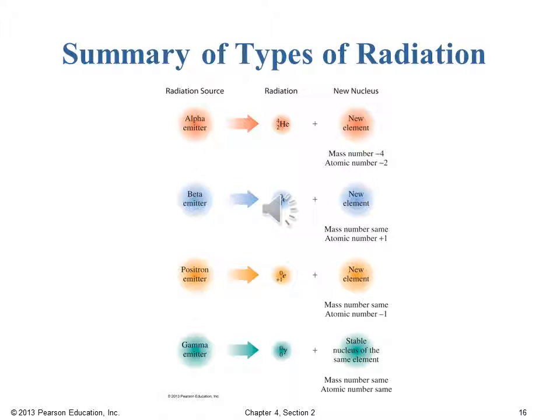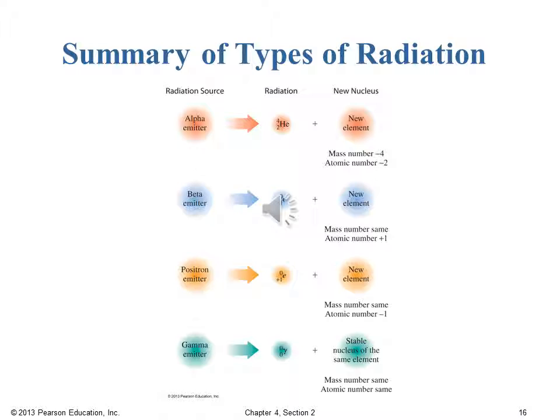For a beta emitter, we see our beta particle there, our high-speed electron that's shot out of the nucleus, and our new element that's formed along with that is going to have the same mass number because the beta particle has essentially no mass, but the atomic number will have to be 1 greater because the electron has a -1 there, and ultimately it came from a neutron converting into a proton.